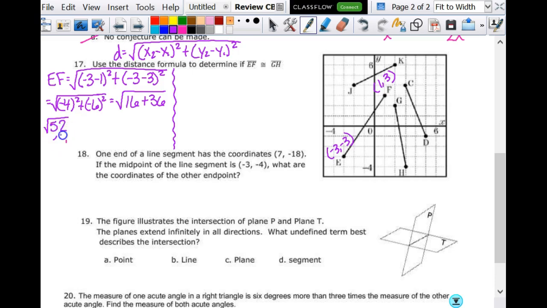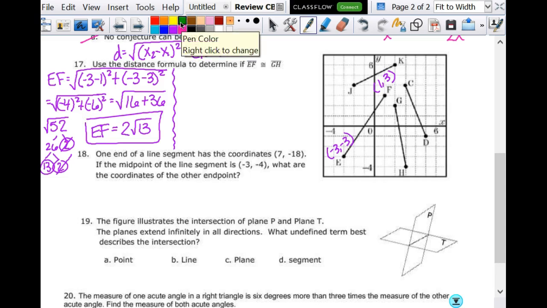So now I break that down. I can break that down to 26 and 2. 26 is 13 and 2, and 13 is a prime number. So that means that the length of EF is equal to 2 square root of 13. And that by itself doesn't really mean anything because I have to go and find the other one. So the other one is GH. G is at 2, 2. H is at 1, 2, 3.